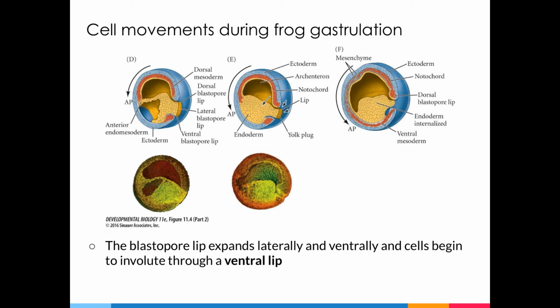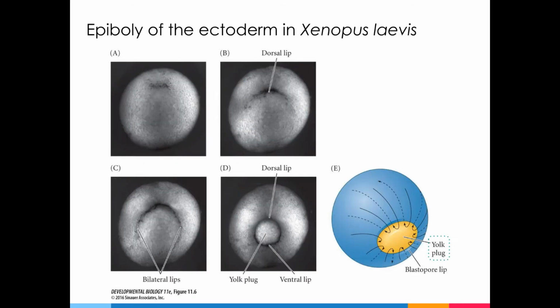So the initial slit-like dorsal blastopore lip widens and develops ventral and lateral lips through which additional endodermal and mesodermal precursor cells pass. So the blastopore goes from a slit to a ring that surrounds large endodermal cells of the vegetal hemisphere. That patch of endoderm that remains exposed is known as the yolk plug. Eventually, the yolk plug is internalized and is the site that will give rise to the anus of the organism.